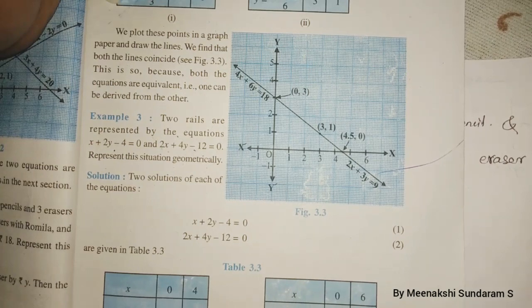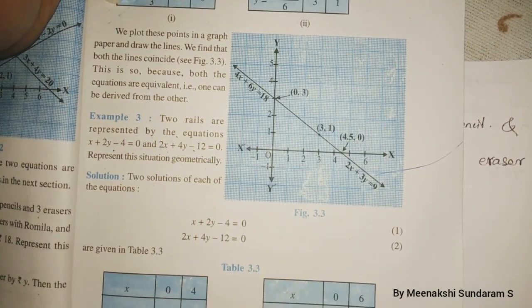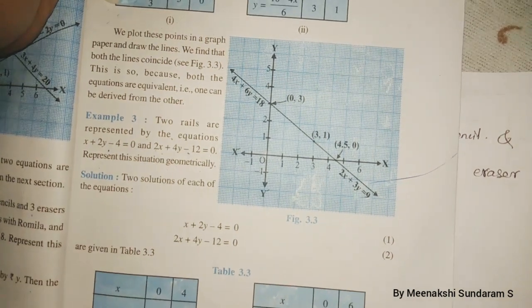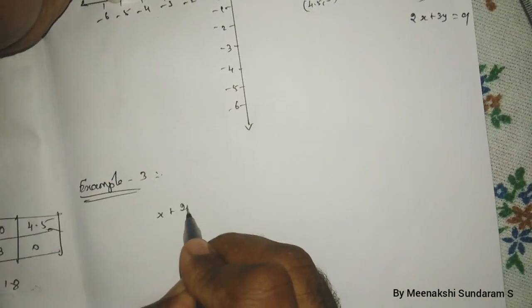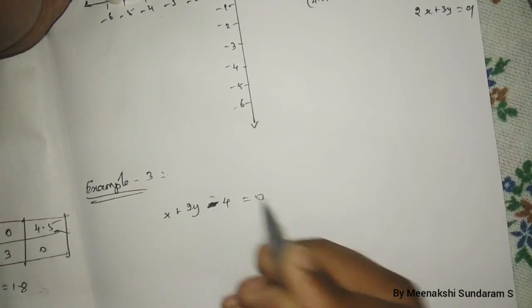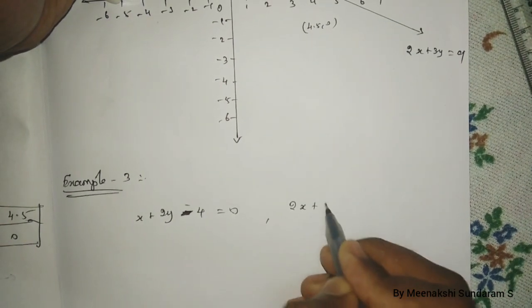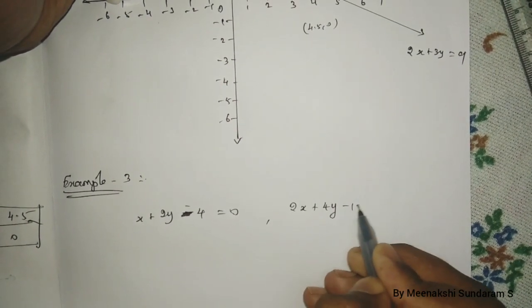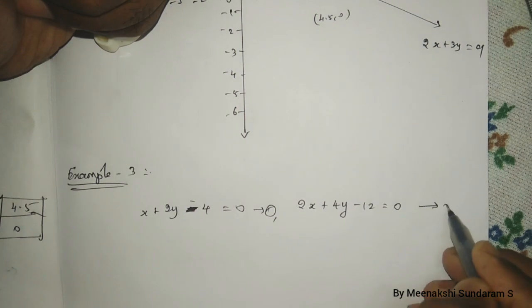Clear? So simply we can find a point, represent it in a graph, and draw the line. Let me find out. What is the first equation? In the first equation, x plus 2y minus 4 equal to 0. Second equation, 2x plus 4y minus 12 equal to 0. Now we can find the points. First equation number 1, equation number 2.